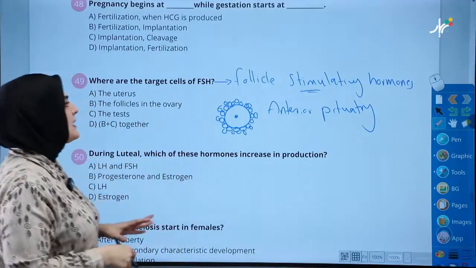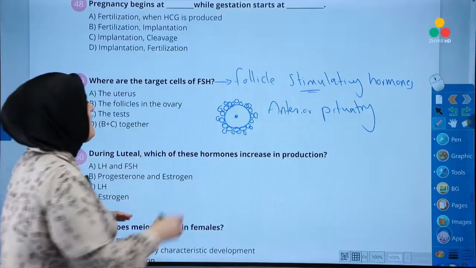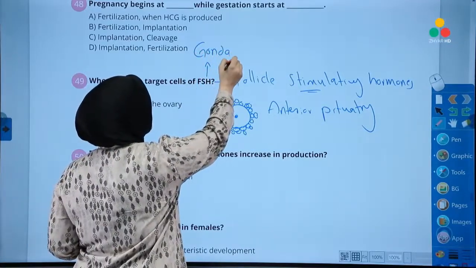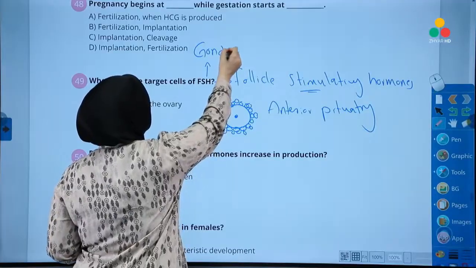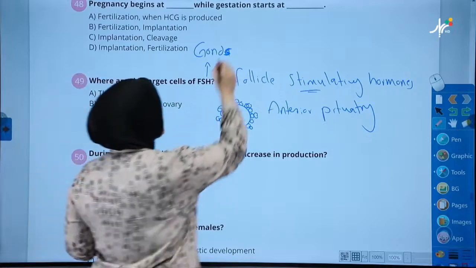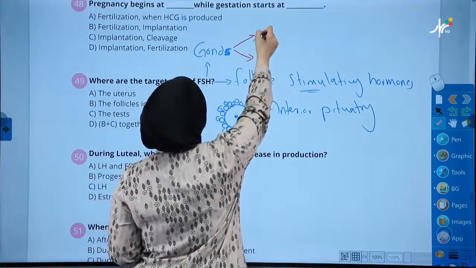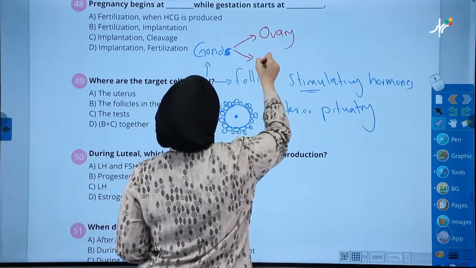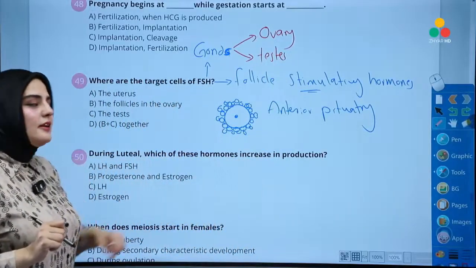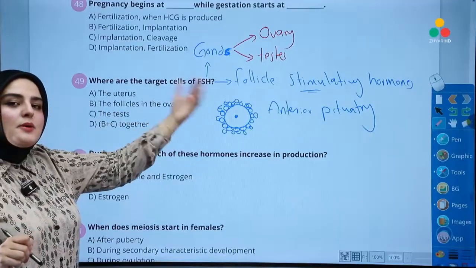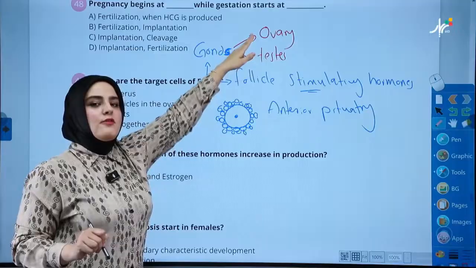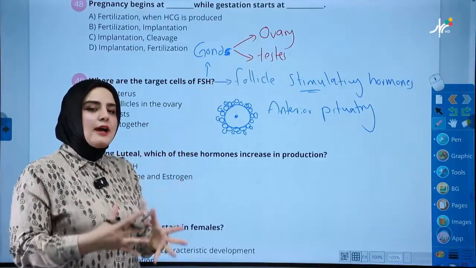Let's figure it out. What we need to know is that FSH primarily works on gonads to make more gametes, okay? Gonads. This is S. Gonads are site of production of gametes, and where we create these? In ovary and in testis, okay? These two are creating the gametes, which are sperm and egg. Gonad is a common name for ovary and testes, site of production of gametes.